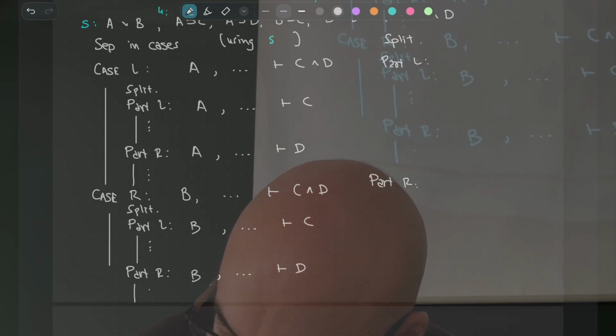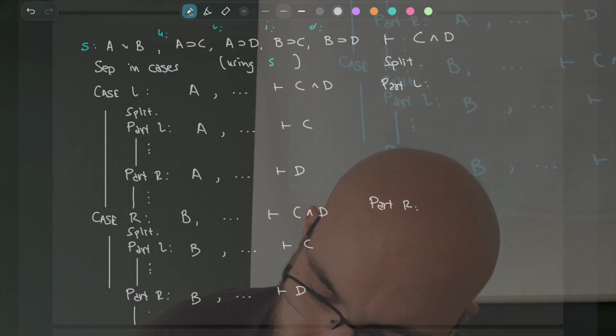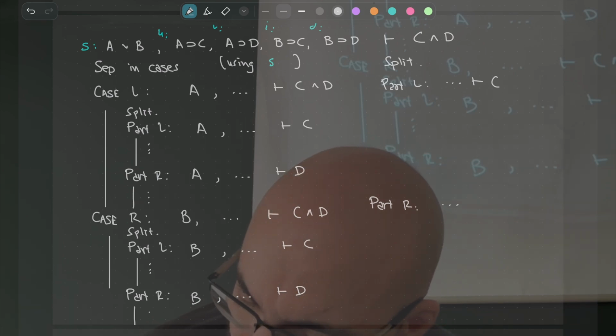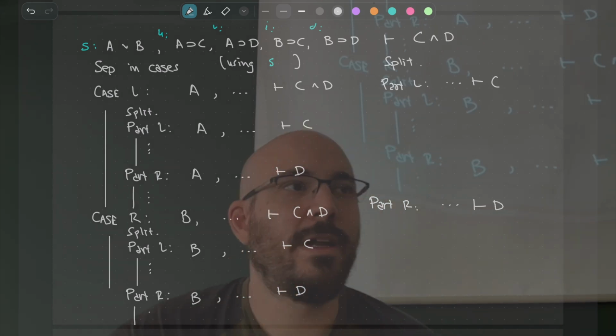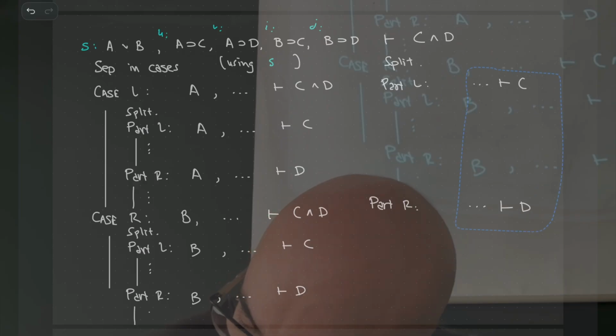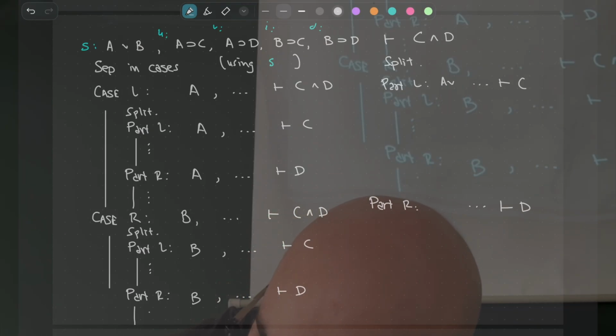And what are these two parts? The left part is, let's think about it. It's like with the same givens I had, prove C, and this is with the same givens I had, prove D. And how will I do that? Well, the first given I had here was like this disjunction. So now I will use the disjunction to separate in these cases.